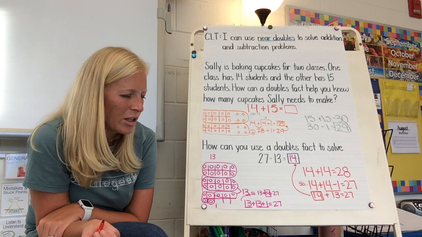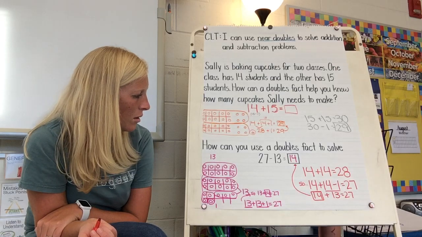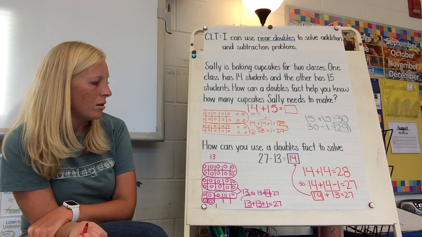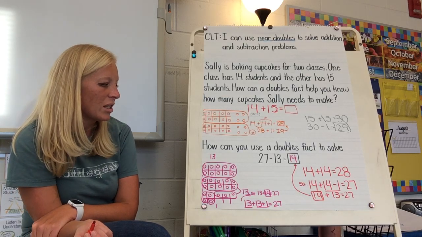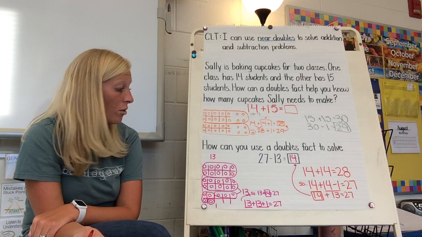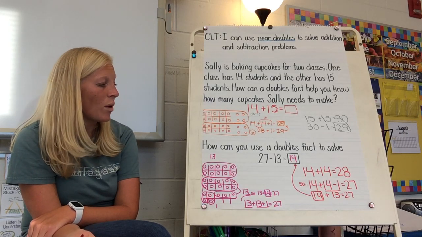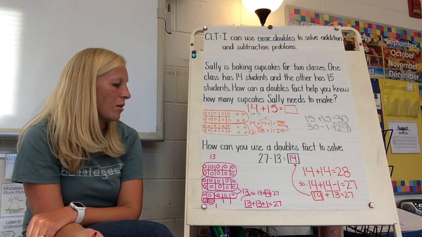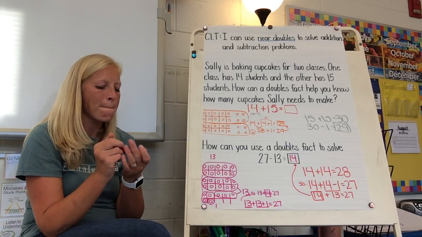Why 14 and 14? Because it got you a 28. You didn't know it made 26 or 27. Okay, using a combination you know. And then why'd you take away 1? Took it to 27. Okay.